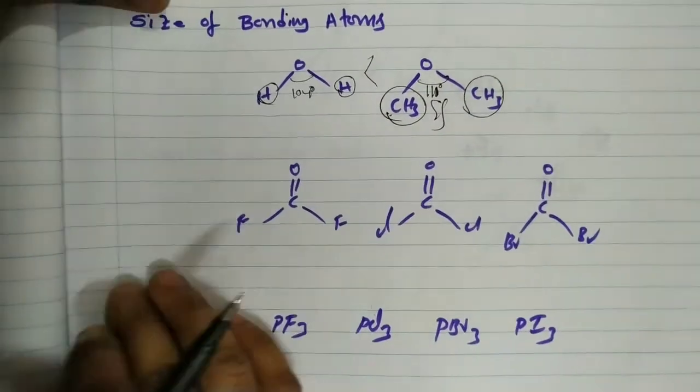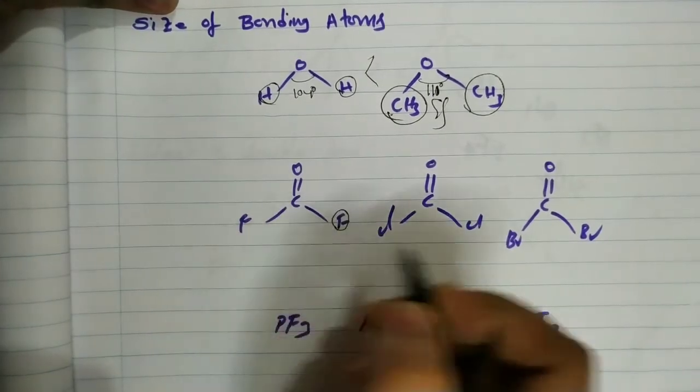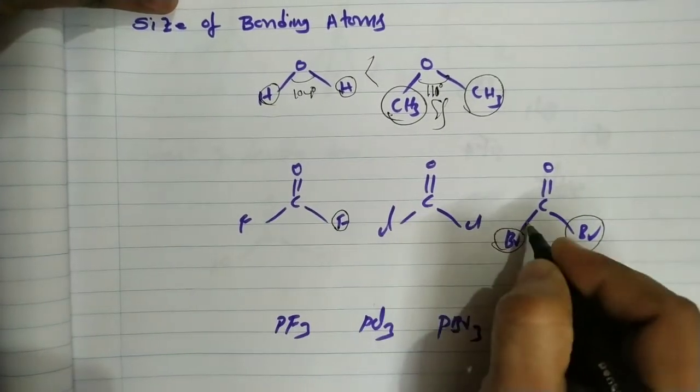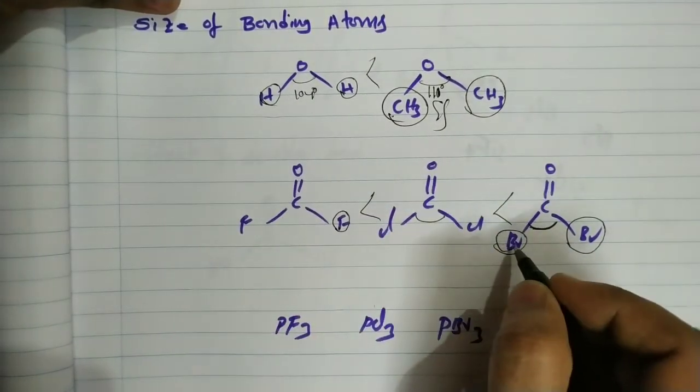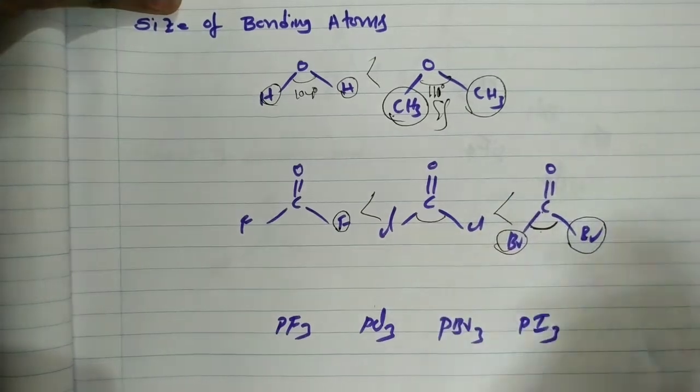So here also it is the same case. Here fluorine is a smaller atom. Here bromine is a larger atom. So this bond angle particularly increases. That means here the halogen-carbon-halogen bond angle increases.